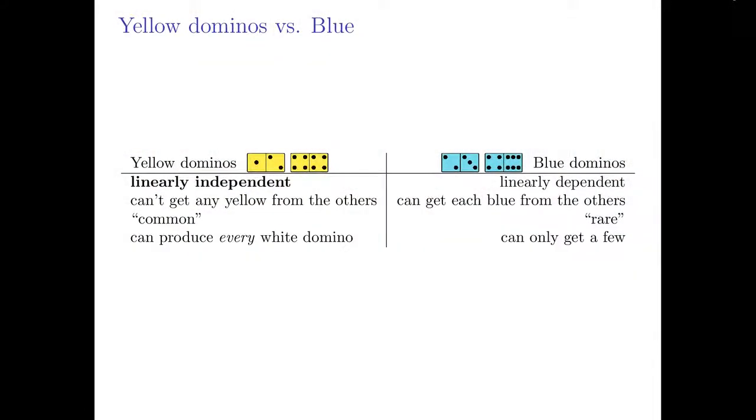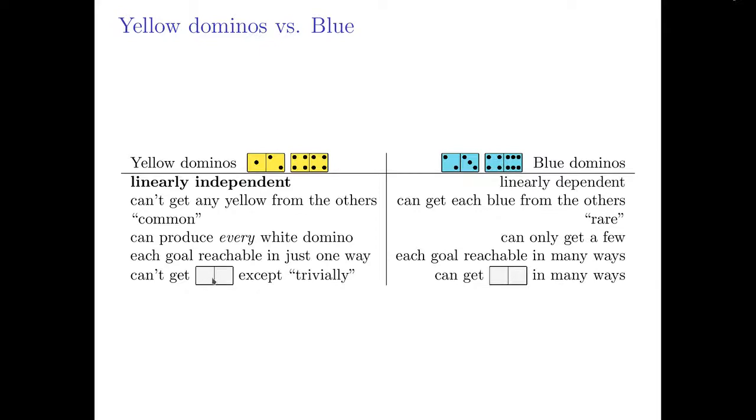Now that's going to change a little bit later, and so I'll keep you in suspense there. Next one, as we learned, you can produce every white domino with yellow dominoes. However, from blue dominoes, you can only get a very, very small number of them. However, it's true that with blue dominoes, every goal you can reach, you can get in a zillion different ways, whereas in the yellow domino case, it's reachable in just one way.